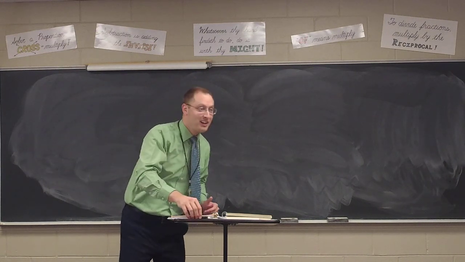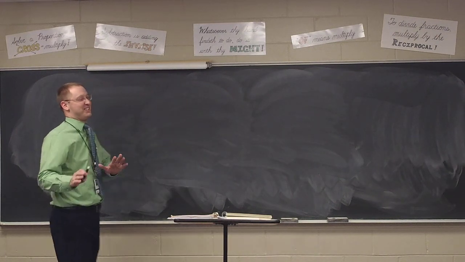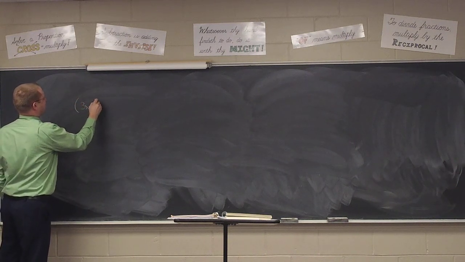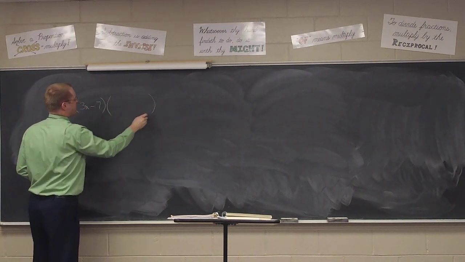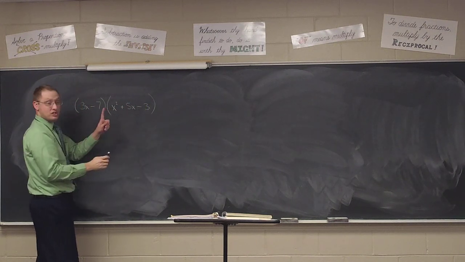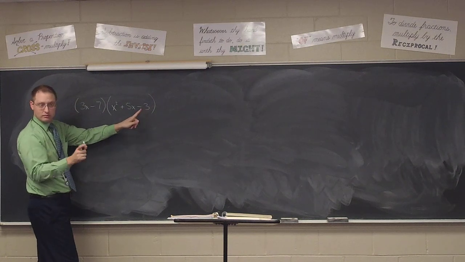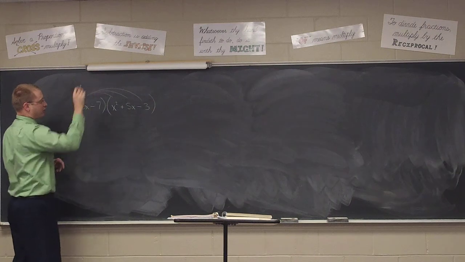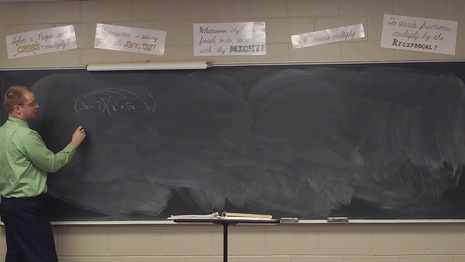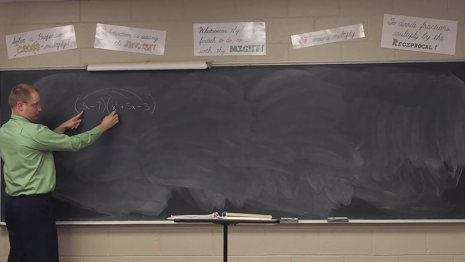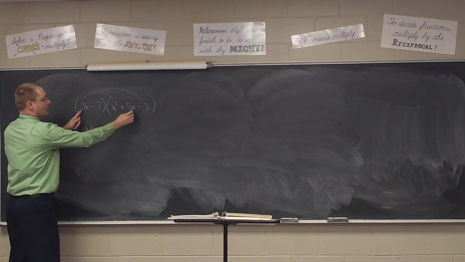Double distribution. Hang in there, Lana. So if I had like a 3x minus 7, and I were multiplying it by, let's just say, an x squared plus 5x minus 3. By the way, notice the descending powers. Anyway, I could distribute the 3x to everything, Joshua, to get 3x cubed. Right? And then here, keep going.